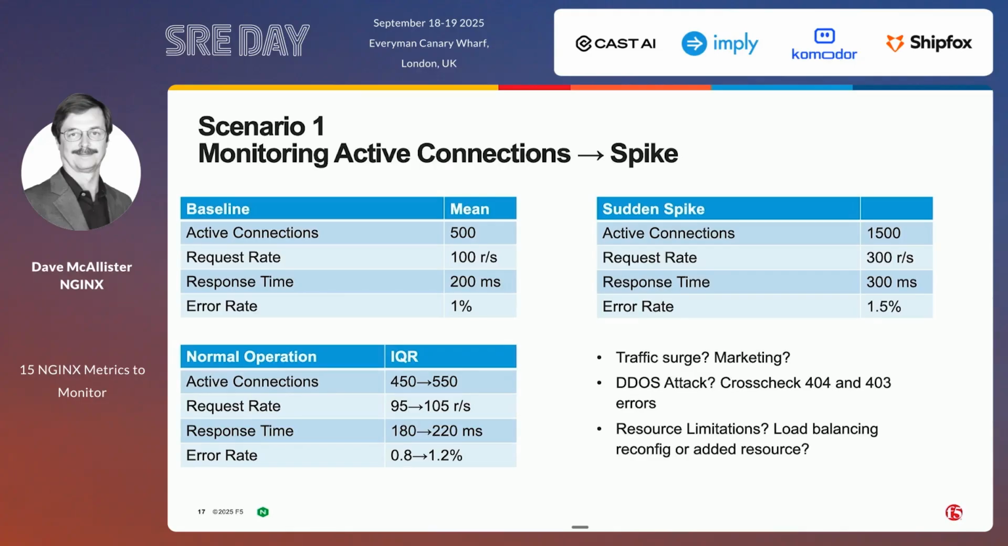We can see the baseline, what it looks like. We can see normal operations, and then all of a sudden, we break up here. Traffic surge. This is where marketing can come into play more times than you care to think about for this.